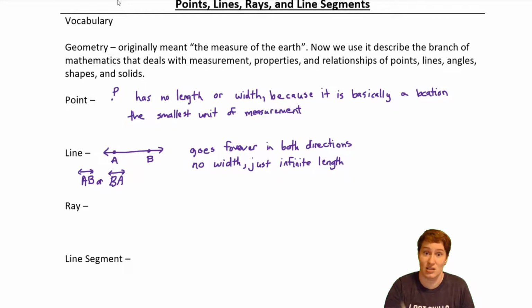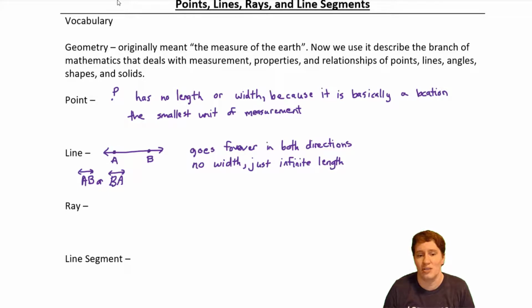I can adjust the thickness of my pen and make the line look wider, but a line actually, we're not concerned about how wide it might be. We're just looking at, okay, it goes on forever in both directions. So we couldn't actually say what the length of it is, because the length of it is infinity. It's like really big.